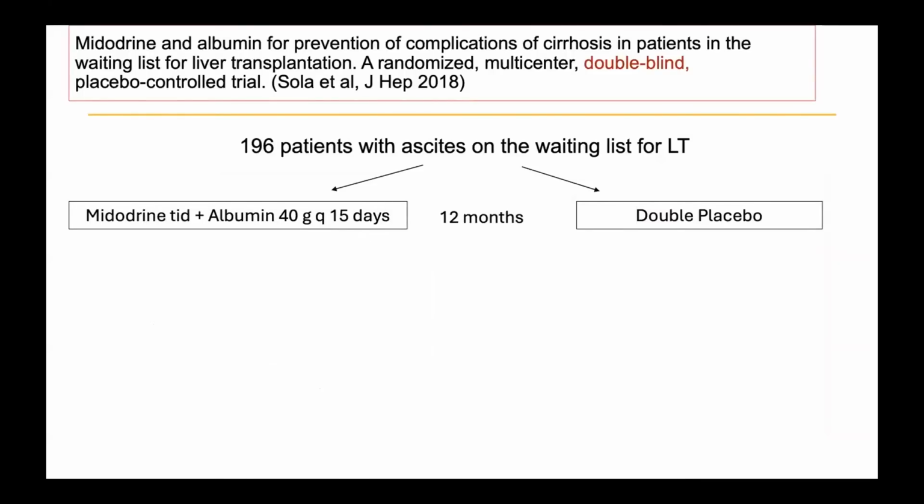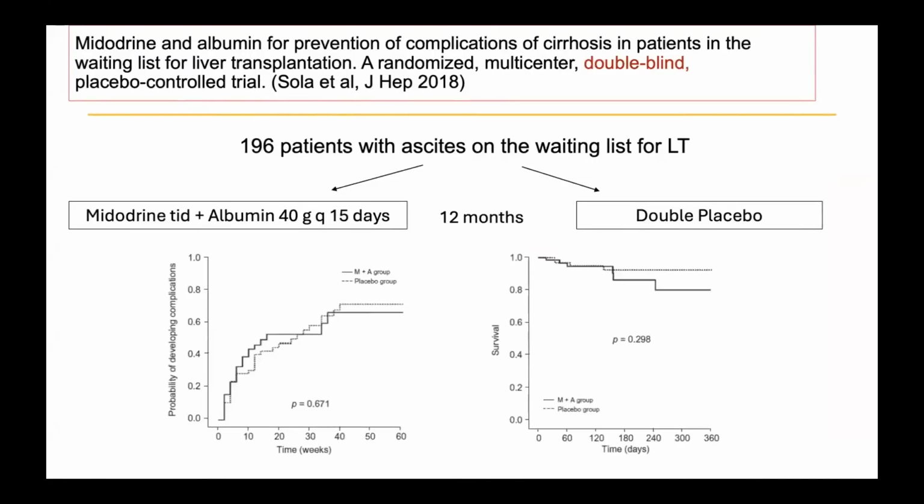This was followed by a double-blind randomized trial comparing midodrine TID with albumin every 15 days with a double placebo in patients on the waiting list for liver transplant. They were much more advanced patients, and there were absolutely no difference in any outcome or in activation of neurohumoral systems. Not much. Very impressive that not much was seen despite using albumin every 15 days.